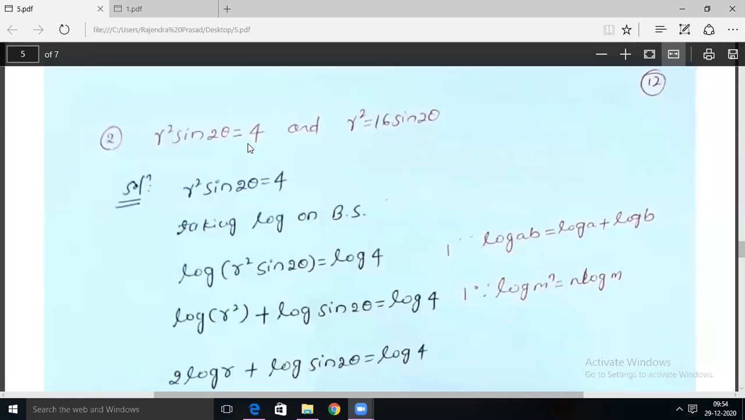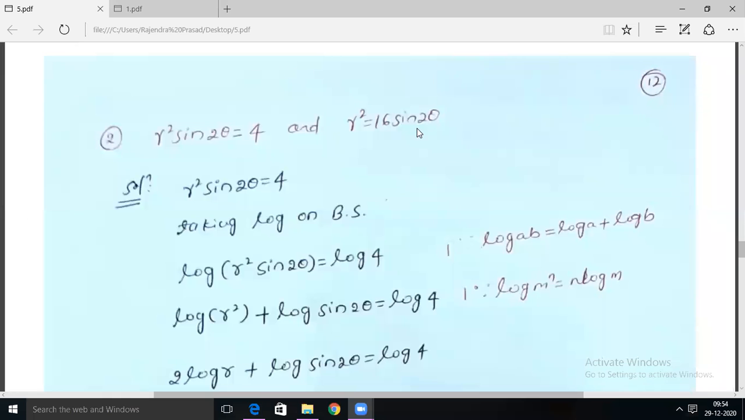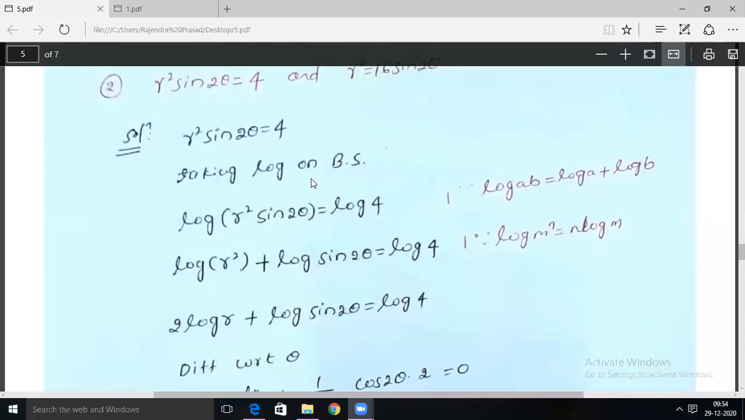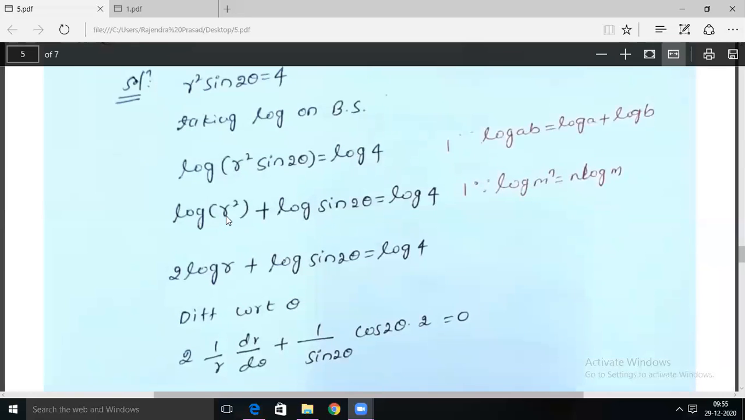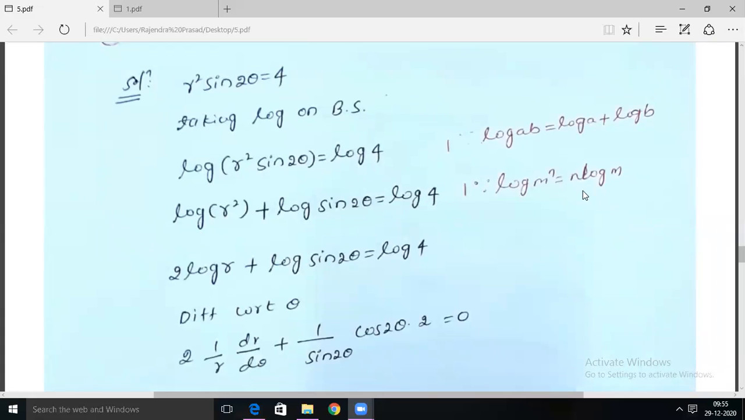r square sin 2 theta is equal to 4 and r square is equal to 16 sin 2 theta. So we shall consider here r square sin 2 theta is equal to 4. Taking log on both sides: log of r square sin 2 theta is equal to log 4. This is of the form log a into b, so log r square plus log sin 2 theta is equal to log 4. Log m to the power n is equal to n log m, so log r square can be written as 2 log r, plus log sin 2 theta is equal to log 4.